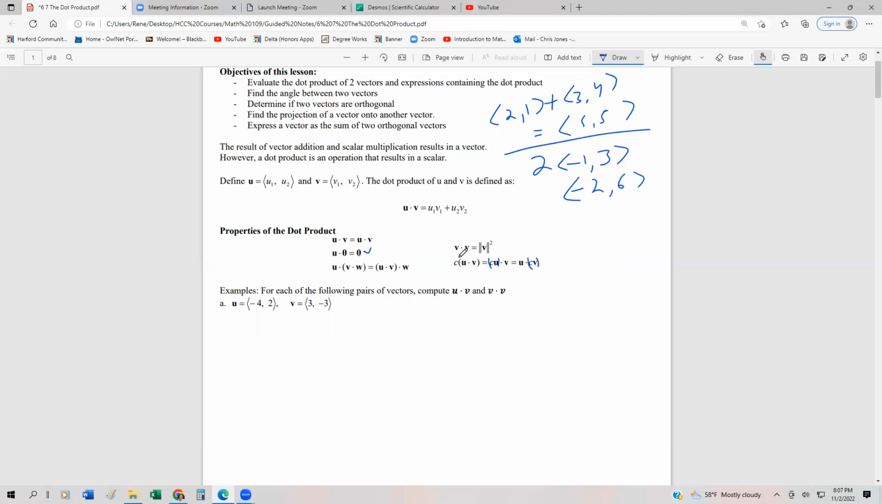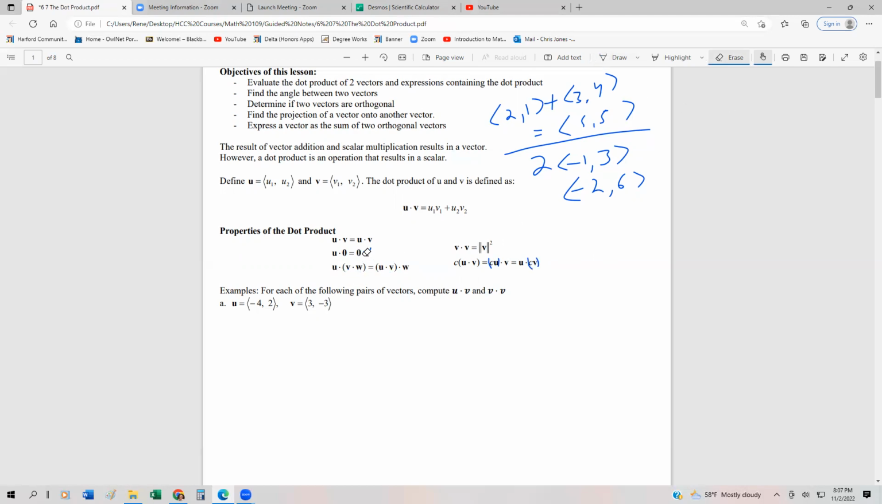In other words, we just multiply that scalar by one of those two vectors, and then we perform the dot product. And then finally, the dot product is distributive. Notice that if we take u and then dot it with the result of v plus w, then that is the same result as u dot v plus u dot w.